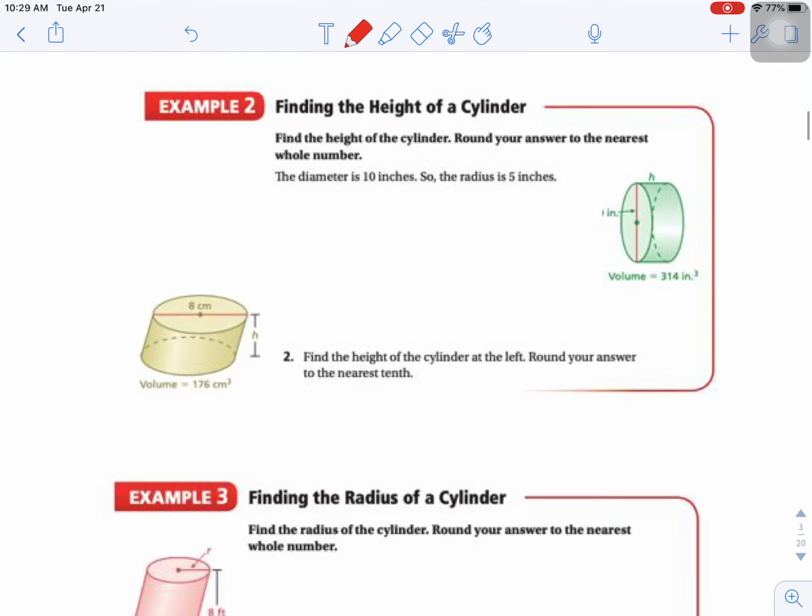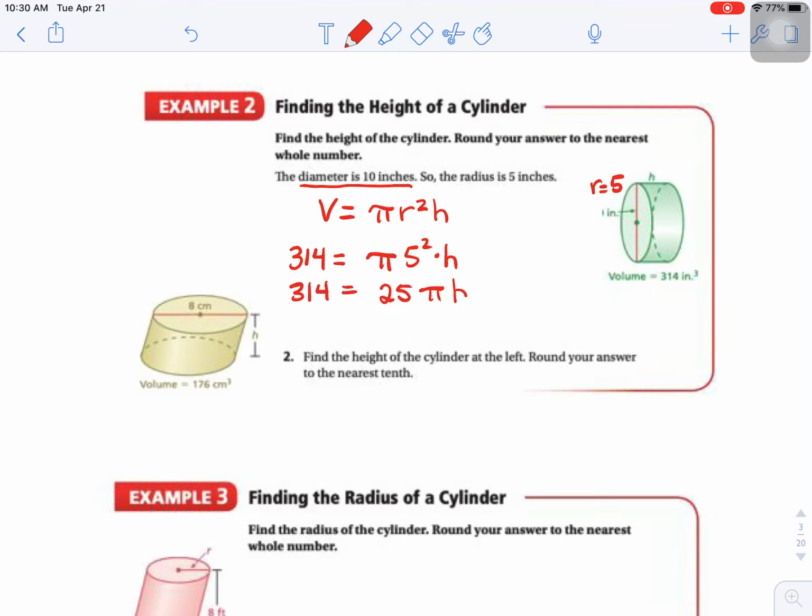Okay. So now in this next example, they gave us the volume and we need to work backwards to find the height. So again, my volume formula is pi r squared h. Here they told us that the diameter was 10 inches, making my radius 5 inches, right? So if I plug that in, my volume was 314 equals pi times 5 squared times h, and we don't know what h is.